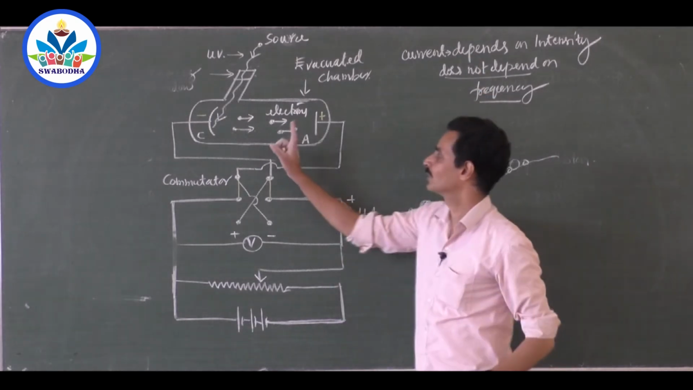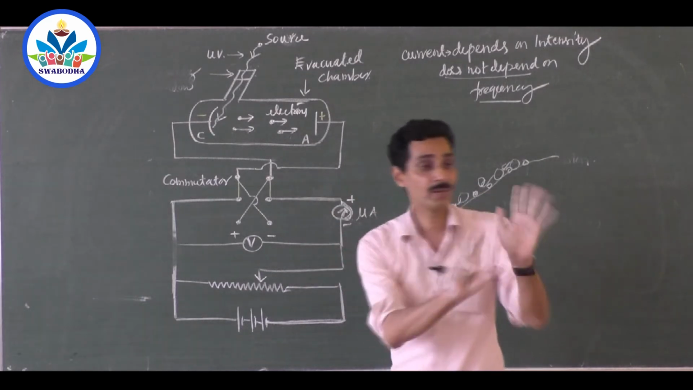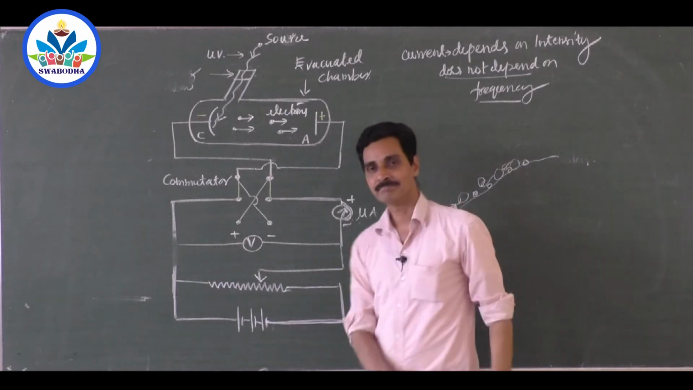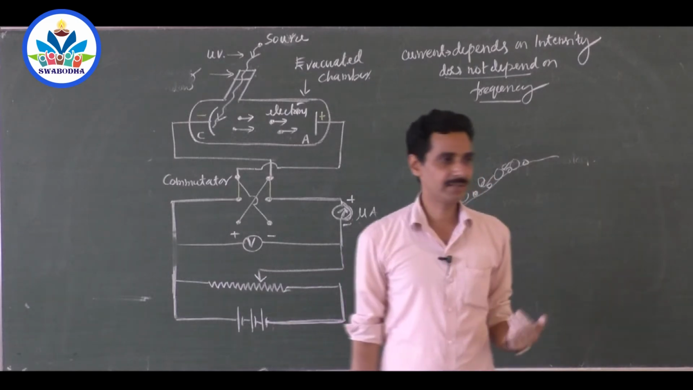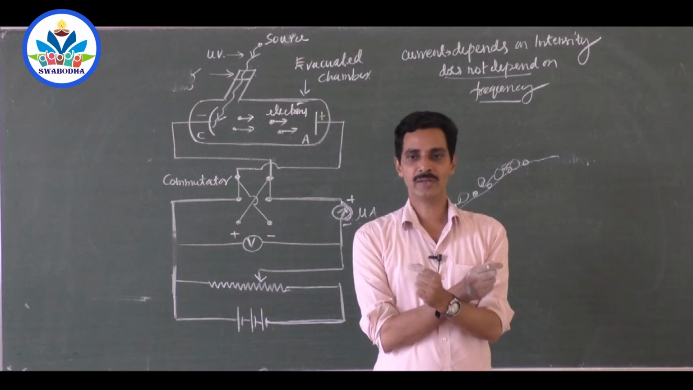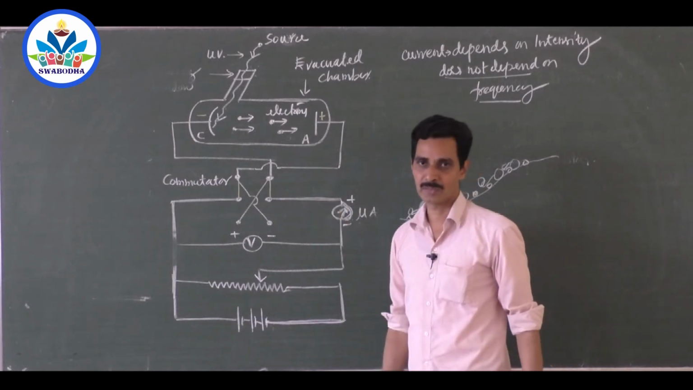Similarly, if you want to stop these electrons, who will stop it now? Shall we stand here and stop all the electrons like this? Not possible. Who will stop it? Battery. Battery will do it. What the battery has to do is, you have to reverse the battery. When you reverse the battery, you can stop the electrons which are moving, right?